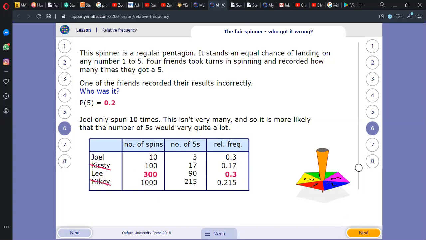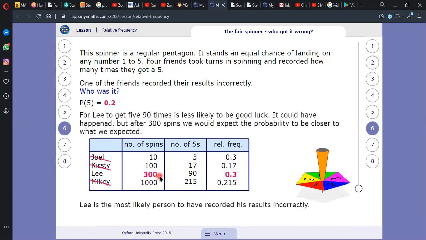But when Lee is now doing 300 spins, Lee's probability or relative frequency should actually be closer. So there's something wrong in this calculation, and the problem is the number of fives that Lee recorded. For Lee to get 5 90 times, it's less likely to be good luck. It could have happened, although after 300 spins we would expect the probability to be closer to what we expected, which is 0.2. So Lee is the most likely person to have recorded his results incorrectly.